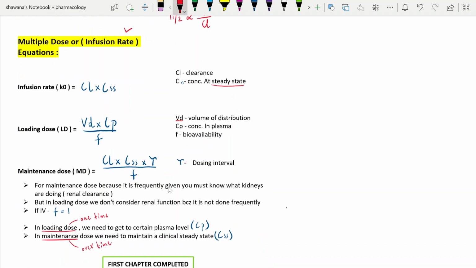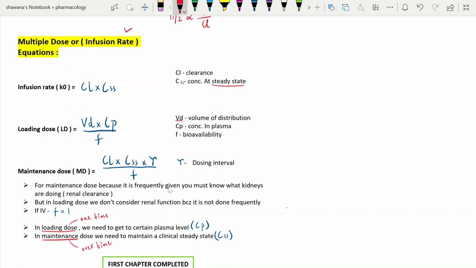Second is the loading dose. What is loading dose? Loading dose is the amount of the drug that is given one time to maintain a clinical steady state, to maintain a certain plasma level. For example, if the patient is suffering from dangerous arrhythmias, we administer digoxin. But do we need to administer a maintenance dose, or in an emergency situation a loading dose? In an emergency situation, we need to give the patient a loading dose. It is a one-time dose and it's very high, about twice the maintenance dose.